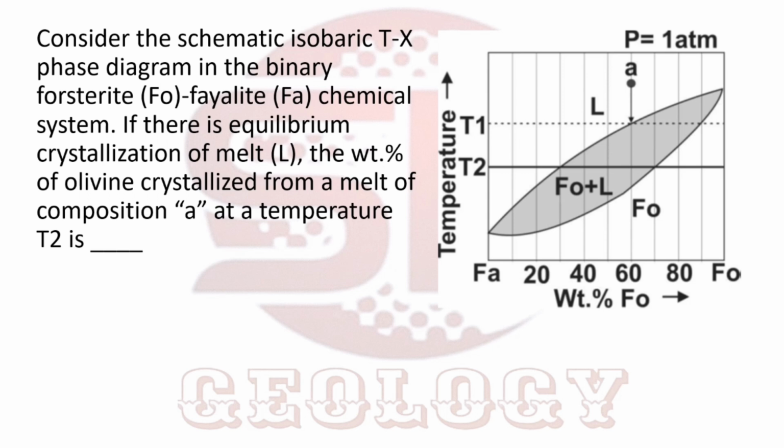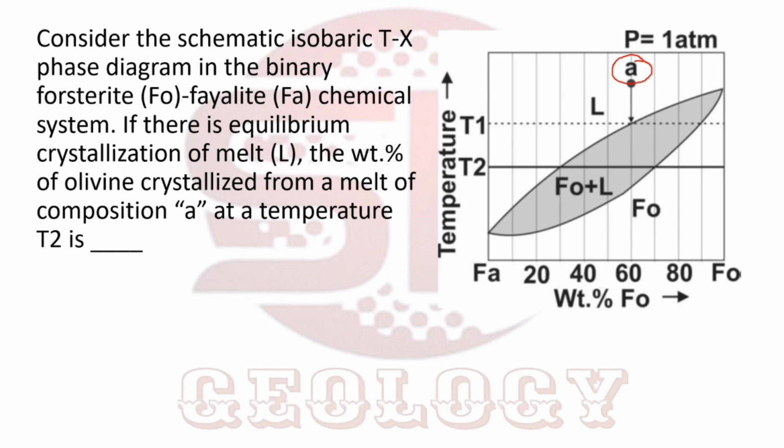Consider the schematic isobaric temperature composition phase diagram in the binary forsterite fayalite chemical system. So I have a binary temperature composition diagram, forsterite fayalite. There is equilibrium crystallization of melt L. So the melt L is crystallizing in equilibrium condition. The weight percentage of olivine crystallized from a melt of composition A, which has, you can say, 60% of forsterite.